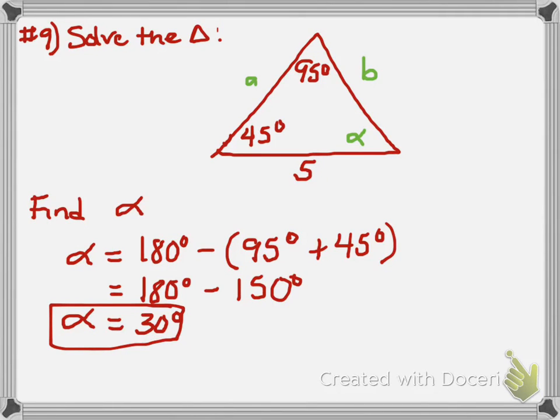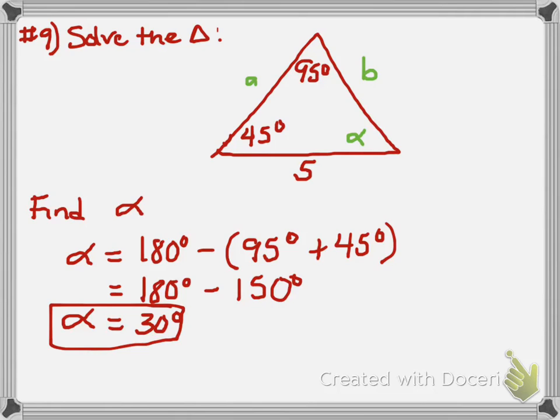Okay, so now that you've had the opportunity to solve number 9, this is how you do it. First, you're given a triangle. Here I have a replica of it, and I labeled my sides just like they did in the book. The first thing we're going to do is find the missing angle, which is alpha.